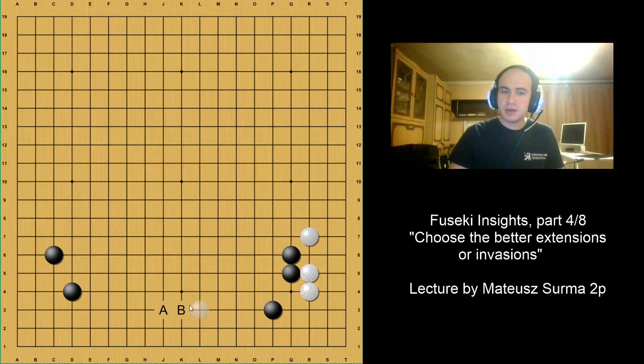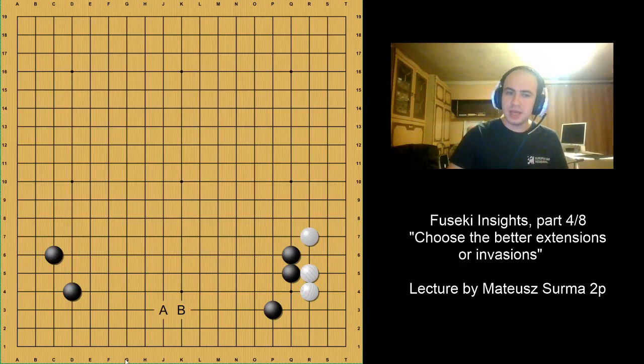But same if white chooses this B move. After this move also, in case black plays here, white is able to make a two-space extension. After this move, white is able to make a two-space extension. So generally, it should not matter very much which move white will choose, but white should choose maybe something that is better. So how to think about the situation?